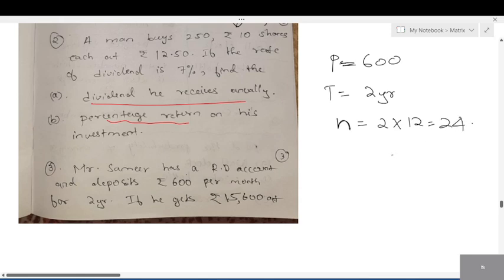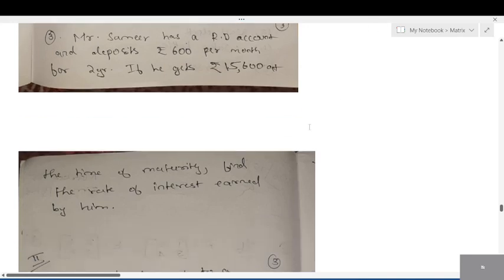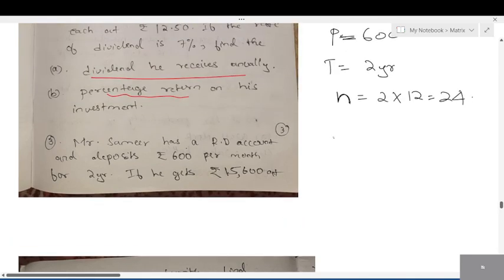Next one. Read the next one. If he gets what? Yes, read this. What do you mean by that? If he gets 15,600 at the time of maturity, what value is that? Yes, maturity value is 15,600.